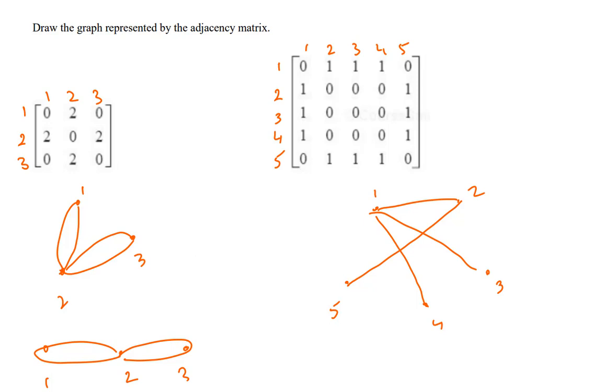3, 1, we already have. 3, 5. And then 4, 1, and 4, 5. 4 to 1, and 4 to 5. And what else we have? 5 to 2, 3, and 4, which you already have, and here is the graph.